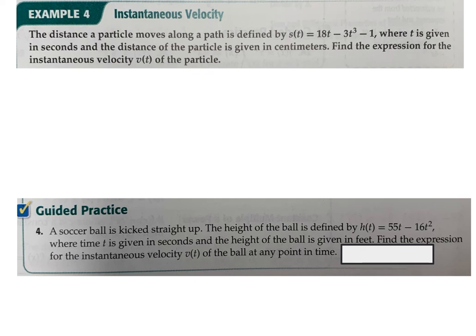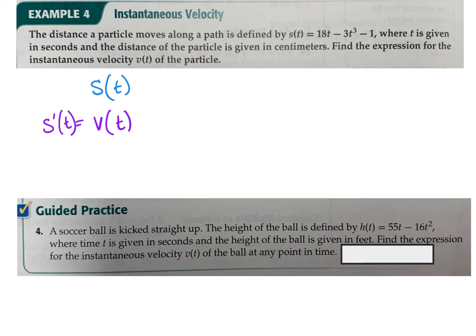Velocity is the first derivative of the position function. Position is usually written with an s. This usually represents position. Where is it located? Your first derivative is velocity. So you can see it as that, or sometimes you will see it like that.